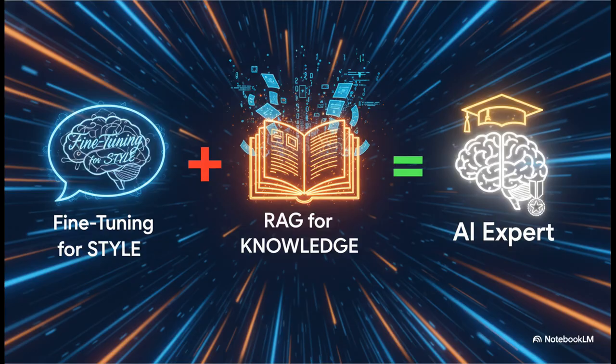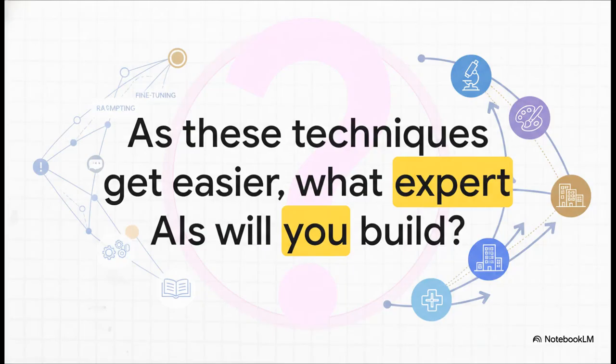It's that simple. And that really leaves us with a final thought to chew on. As these incredibly powerful hybrid techniques get easier and cheaper to implement, the barrier to creating these highly specialized, expert-level AIs is just plummeting. So the question isn't really if we can build them anymore. The real question is, what new kinds of experts will you choose to build?